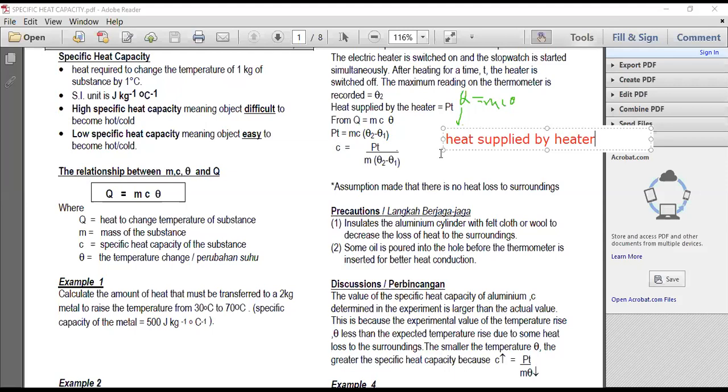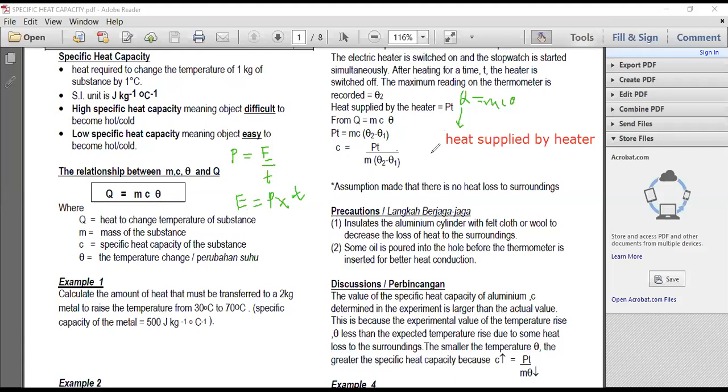Now how do you determine the heat supplied by the heater? From the formula, we know that power is defined as energy over time. So if you want to find the energy, it will be power times time. The heat energy supplied by the heater is given as power times time. Basically it's electrical energy converted to heat, so you have the power, you have the time, you can find the heat supplied.